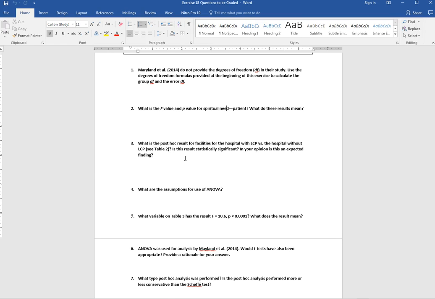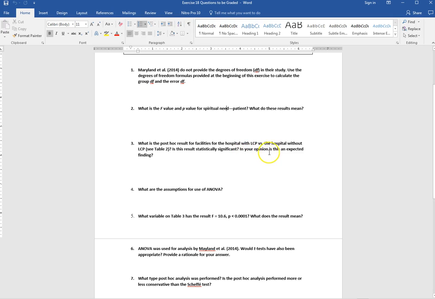So here we just need to look at the text in table two and look at the post hoc result for hospital with LCP versus hospital without LCP. So look for that p-value there. Next, is this result statistically significant? To determine that, we're going to compare the p-value that's reported with our significance level and make a decision about whether or not it's significant based on that comparison.